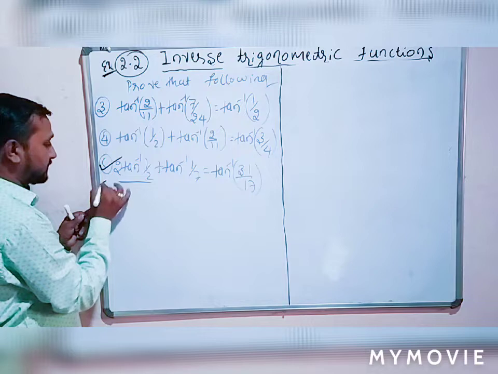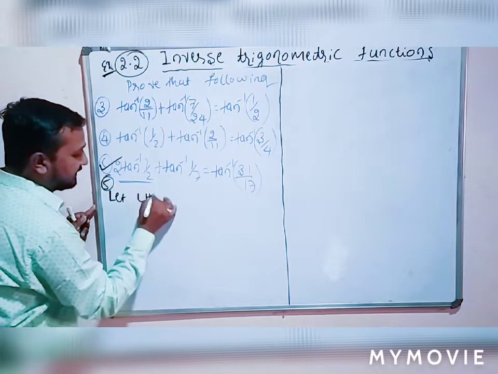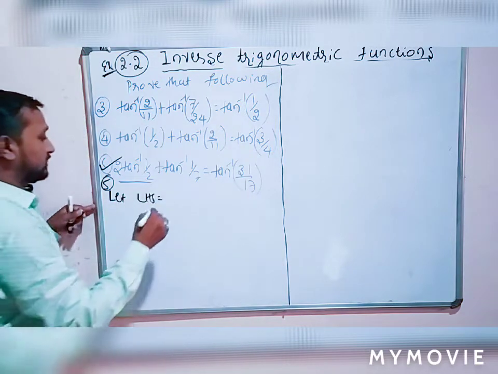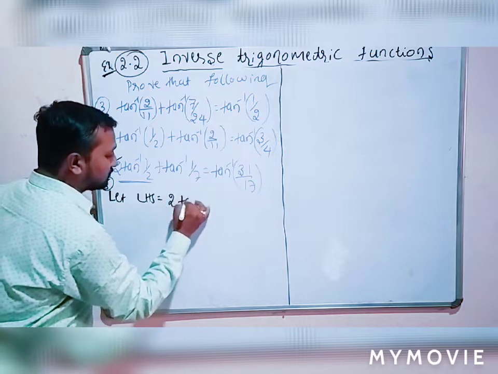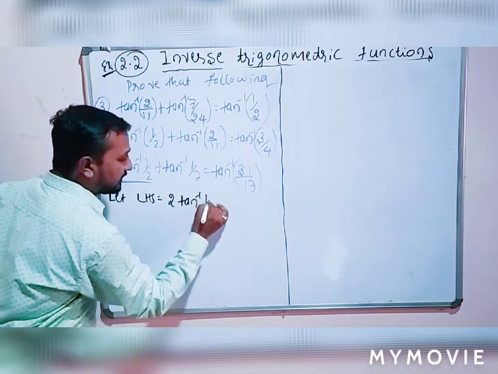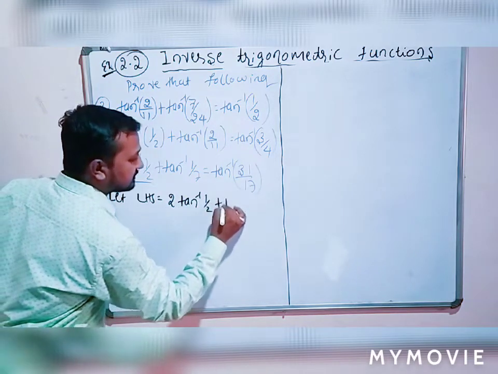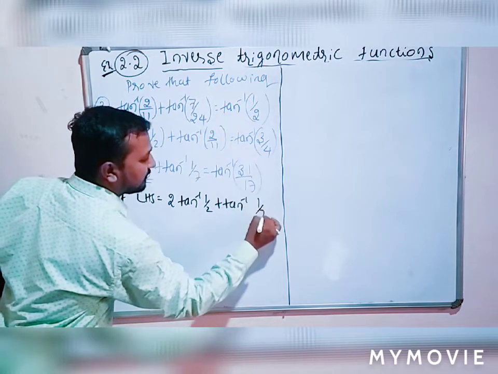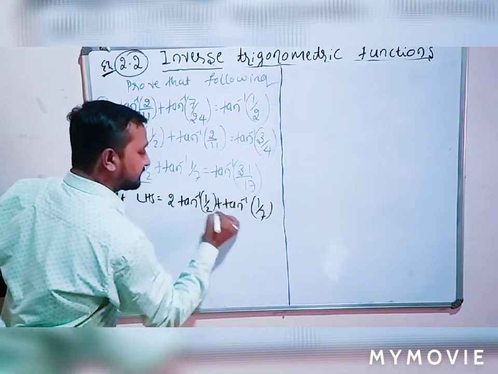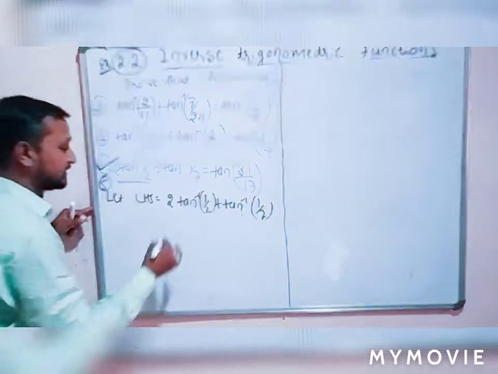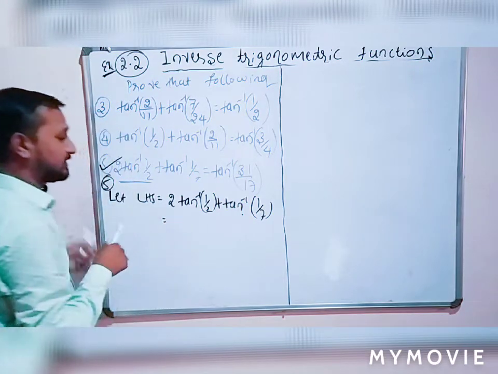We can take a fifth example. LHS is equal to what is your step? 2 into tan inverse of 1 divided by 2 plus tan inverse of 1 divided by 7. Okay, keep this step as it is. So apply in first term.